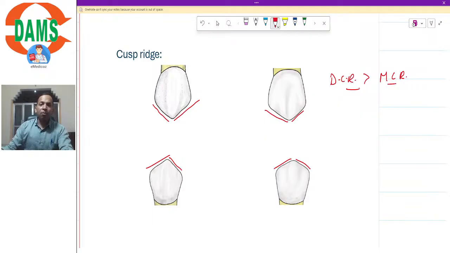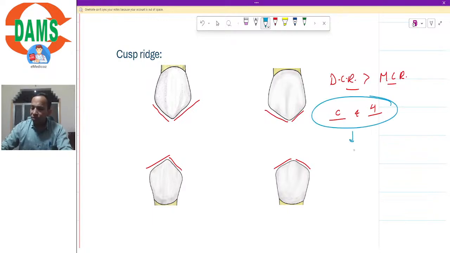Yesterday I also told you about two exceptions. And what are those two exceptions? Maxillary deciduous canine and maxillary first premolar. These are the only two teeth where the mesial cusp ridge is longer than the distal cusp ridge, right? So the mesial cusp ridge is longer than the distal cusp ridge. Amongst these four teeth, this is only in the maxillary first premolar, right?